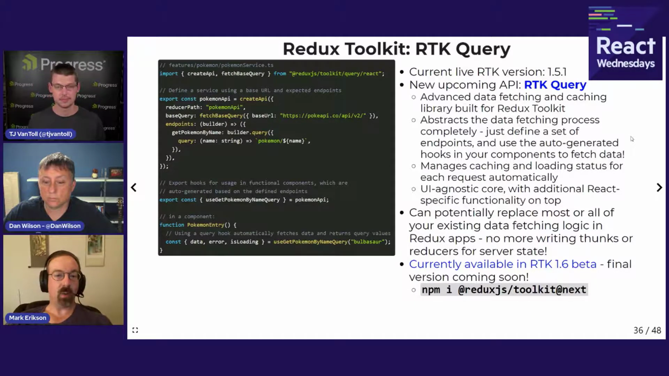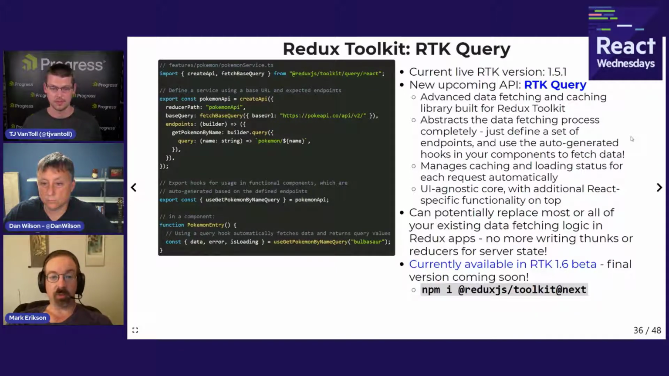So RTK Query is a data fetching abstraction and solution built on top of Redux Toolkit. The idea is that you can define a few endpoints up front and it will do all the data fetching logic for you automatically. It manages making the request, managing the loading state, storing the cache data, and updating your component to re-render as the cache state changes.